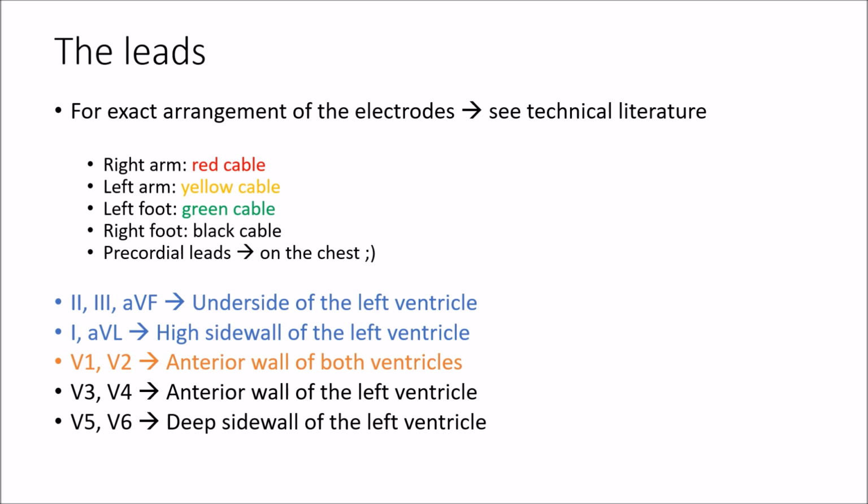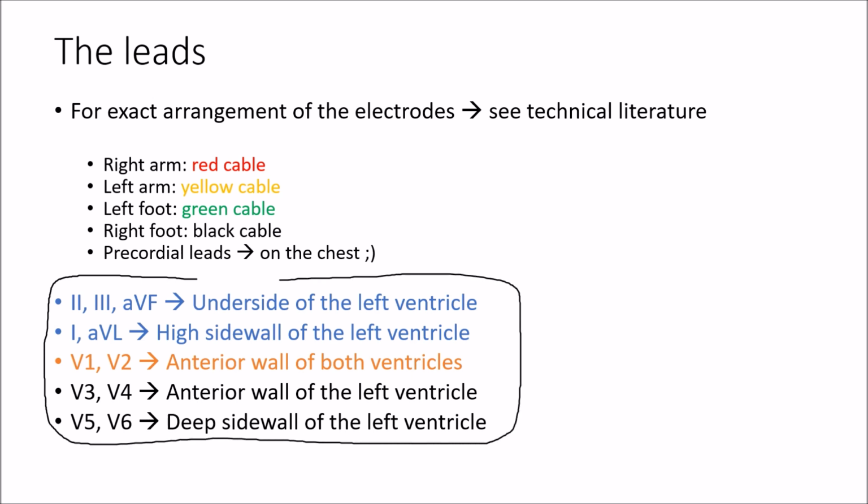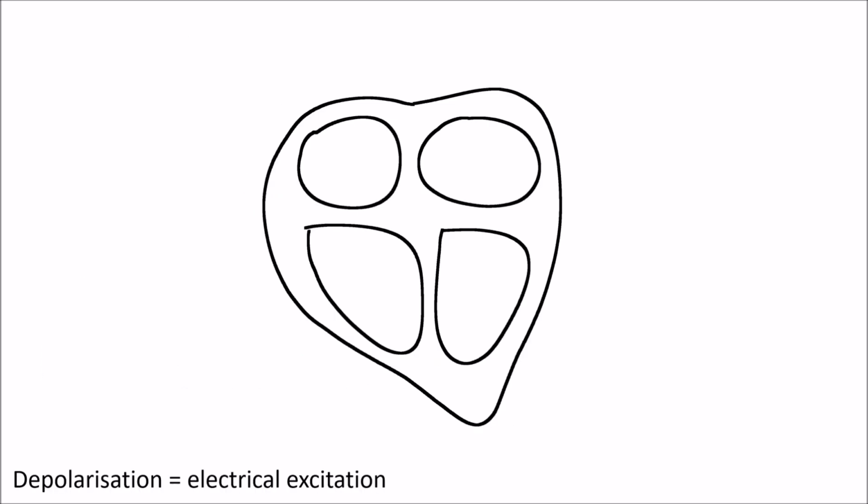For the interpretation of the ECG, it is important to know which electrodes or leads represent certain areas of the heart. Here on this slide the leads of the 12-channel ECG are listed. In short, it can be said that leads 2, 3 and AVF represent the underside of the heart. V1 to V4 on the other hand represent the front wall. Let's look at the whole thing in detail.